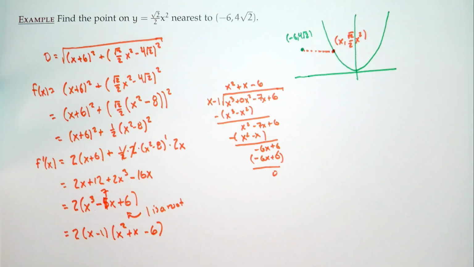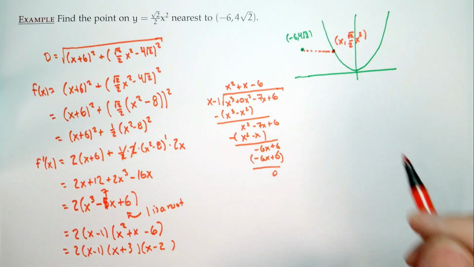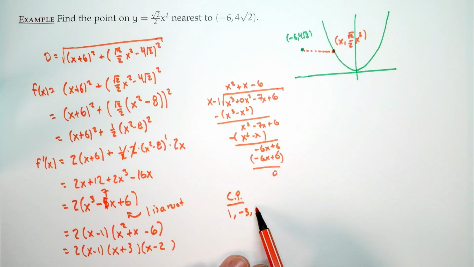Now, can you go any further? Well, I think we can. So let's see. x squared plus x minus 6. I need two things that multiply to negative 6 but add to positive 1. And I think plus 3 and minus 2 do that. Certainly 3 times negative 2 is negative 6. Plus 3x and minus 2x leaves us with x. So, what do we see? Well, the critical points, we have a bunch of them. We have one at 1, at negative 3, and at positive 2.